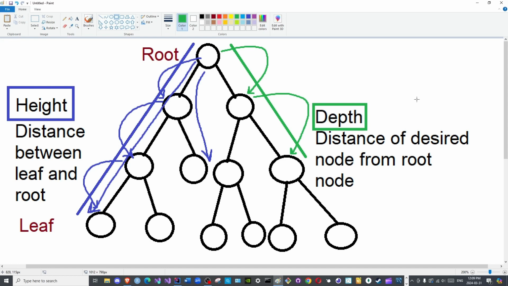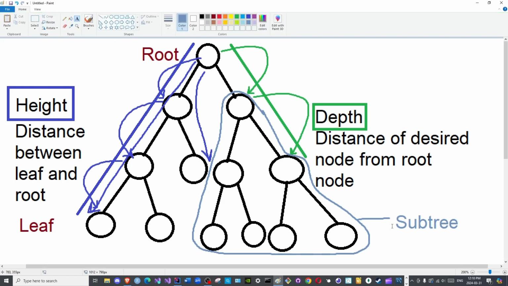Then we have another term. The term is known as a subtree. A subtree, as the name implies, is a smaller tree within the actual tree. How do we identify a tree? We select any desired node and choose it as the temporary root or the de facto root of a subtree. So we can use this one right here, this entire portion would be our subtree.